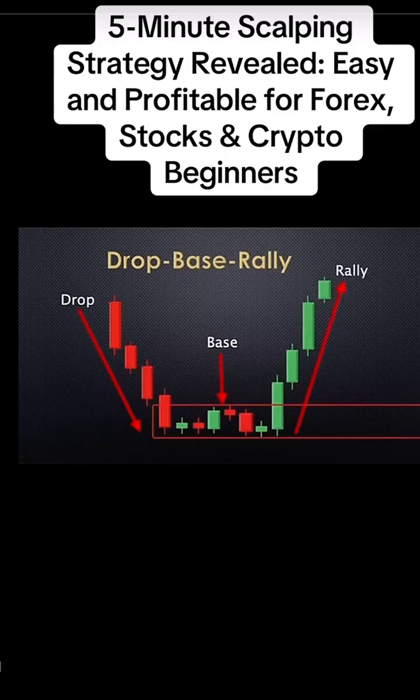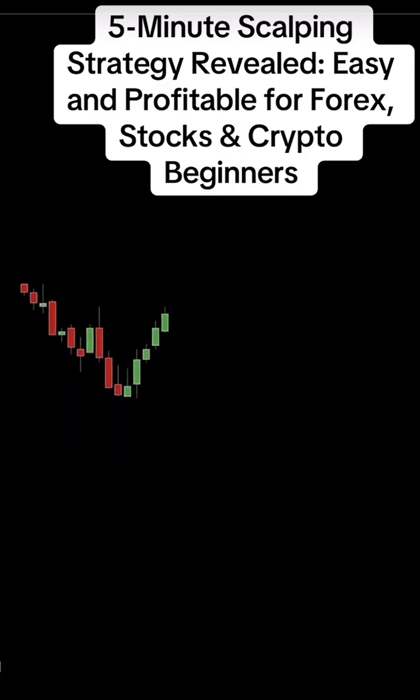What's happening here is more than just a price move, it's a strategic play by institutions. They push the market down, accumulate positions at the base, manipulate the market to get the best price, and then let the rally fly. Now, let's look at a real chart example of this drop-based rally pattern. As you can see, the drop isn't just a random move, it's a deliberate smart money play, a liquidity grab designed to trigger stop losses and shake out retail traders.